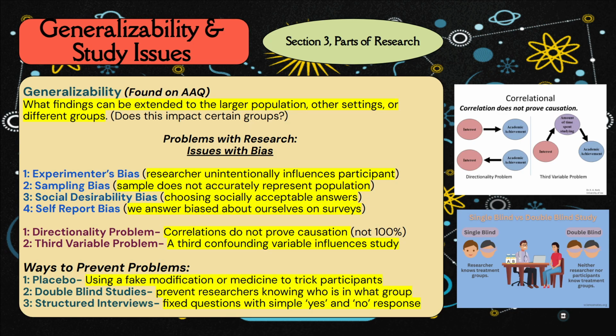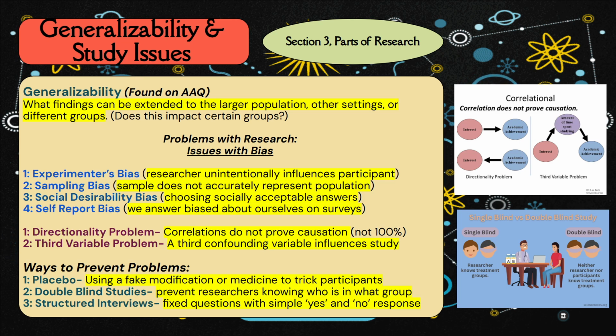Going back, one is the third variable problem. This means that sometimes if there's a relationship between two things, it might actually be a third thing that's causing this fake, illusionary relationship. So for example, maybe with the interest in academic achievement, the amount of time studying is that third factor that caused this fake relationship.